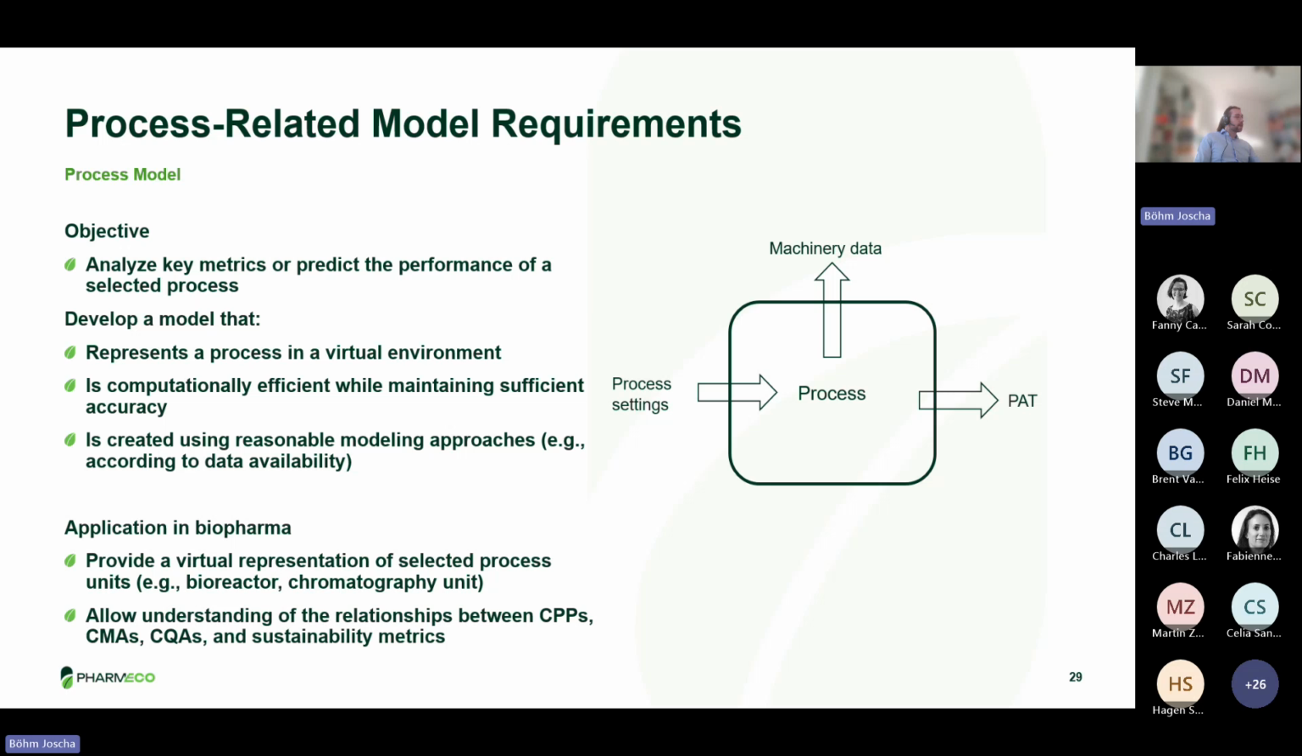Other units, as Brent mentioned before, like the chromatography units, are quite consuming in terms of resources. So this is something we will certainly look into in the biopharmaceutical manufacturing line here. And in the end, for these units, we want to have a good mathematical understanding of the relationship between the critical process parameters, the material attributes, the quality attributes, as well as sustainability metrics, which define how sustainable we are inside the process.